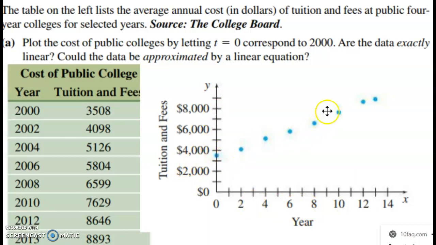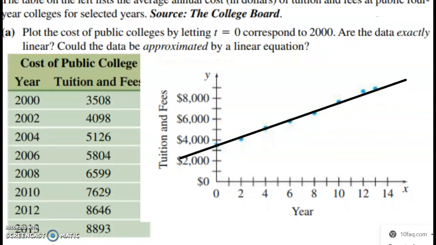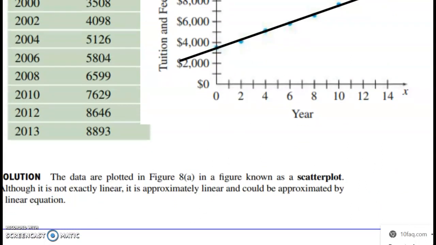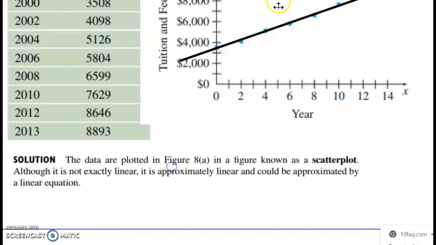Here's the cost. We plotted it, and it looks like I could put a line through there. I'm going to draw something that we call a best fit line. It might not hit every point, but hit as many points as we can with the same number above as below. Here I have one below, then I have one above. You just try to do the best line you can. And then we can write the equation of that line. When I plotted the points, it was something called a scatter plot because it wasn't exactly a straight line, but it can be approximated by a linear equation.